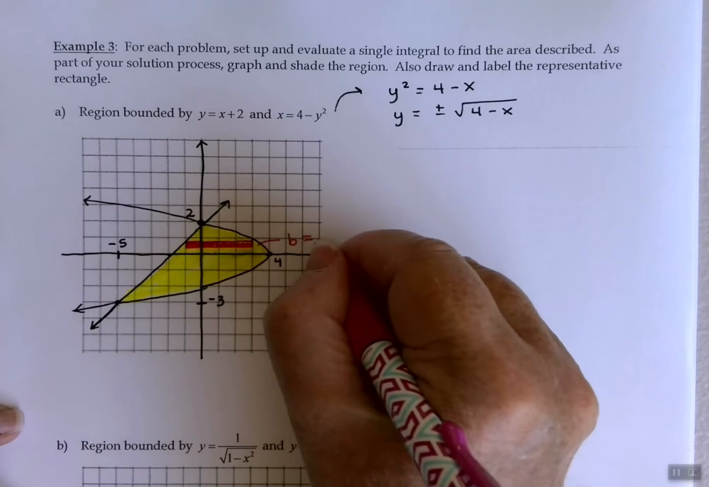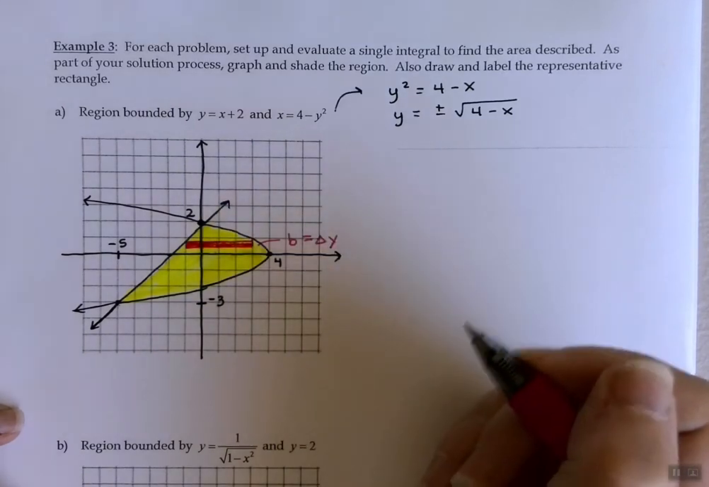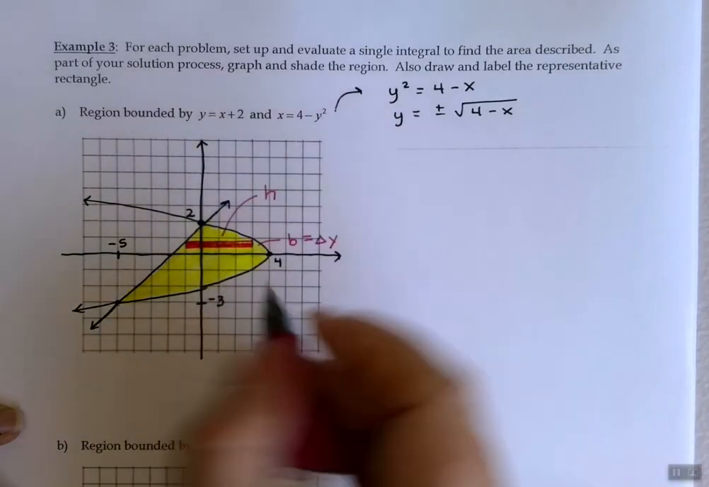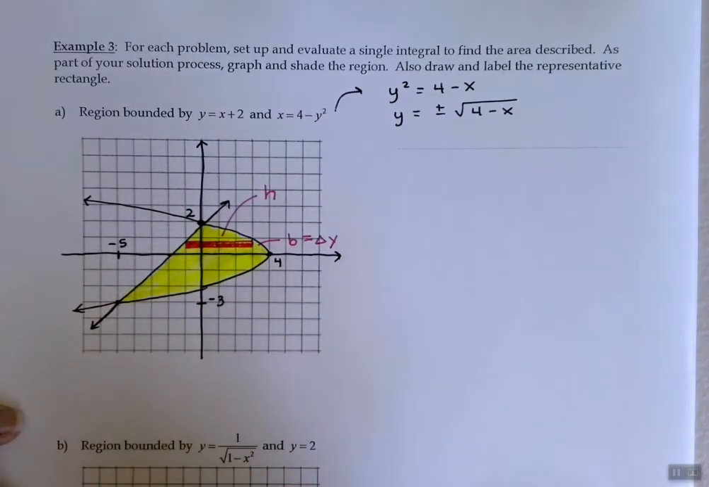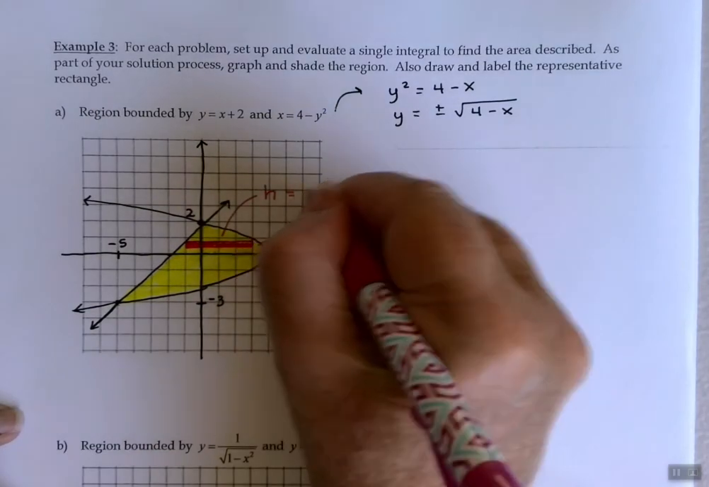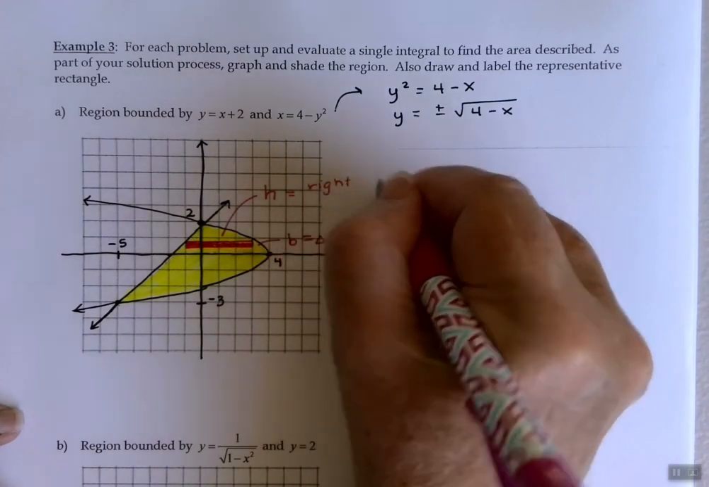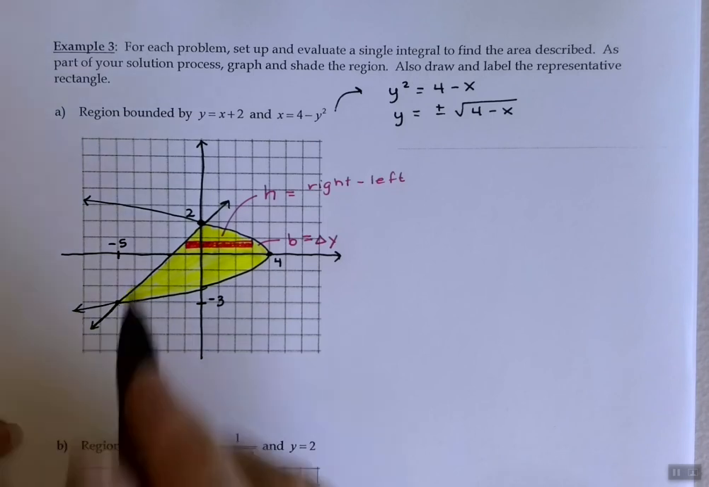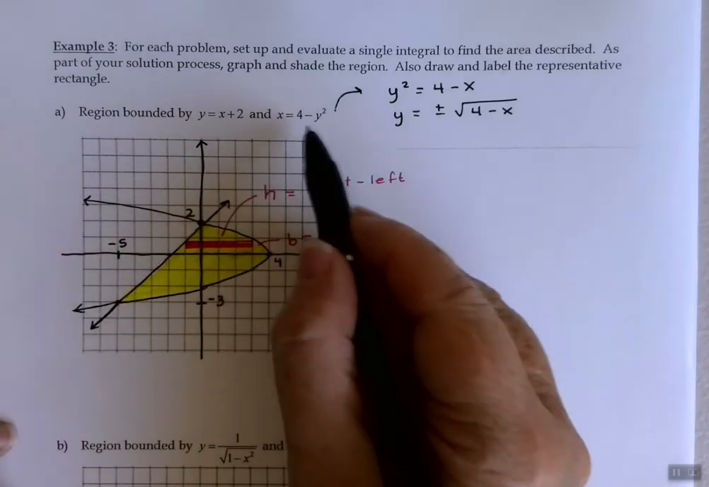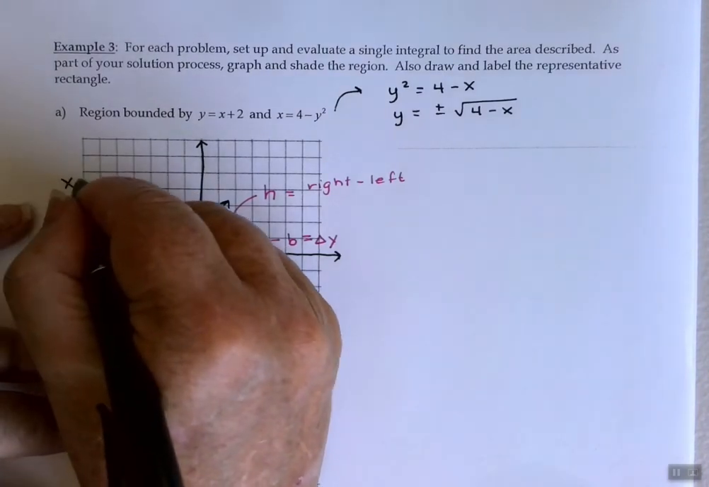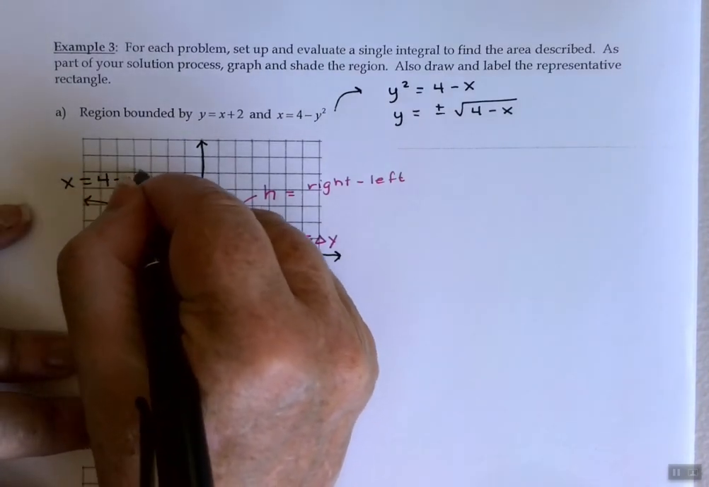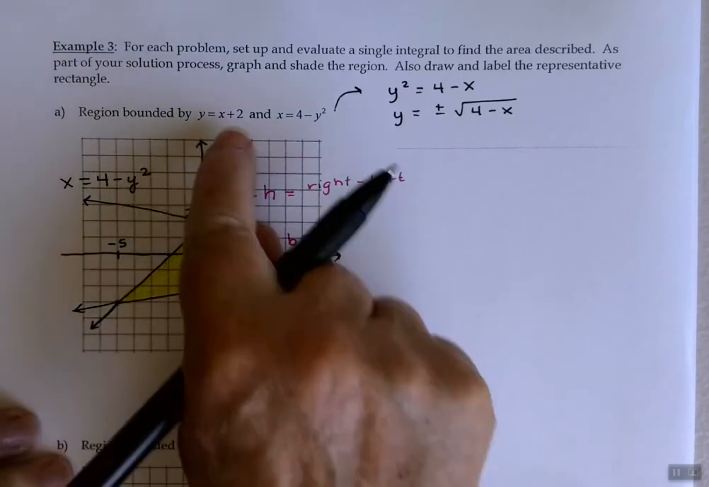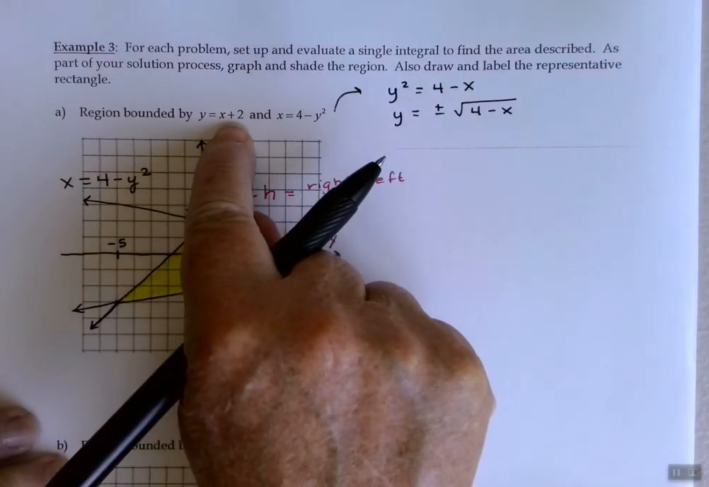So we'll choose the horizontal rectangle this time, and I'll notice that the base is a little piece in the y direction, so that would be delta y. And the height is this horizontal, it's really like a length of the rectangle. And so I'm going to go with right minus left. And because I'm doing horizontal rectangles, I do want the x equals form. So let's go ahead and write those down. For the parabola, I already have the x equals form. This was x equals 4 minus y squared. But for the line, I need to solve this for x. X would be y minus 2.